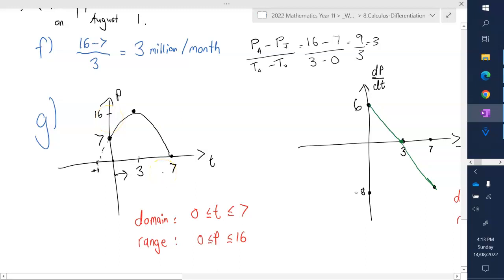If we wanted to put our domain and range in, our domain is between 0 and 7 because we don't want less than time being equal to 0. And our population was between 0 and 16 million.